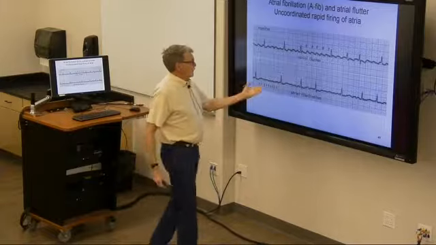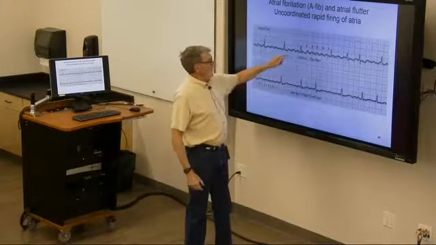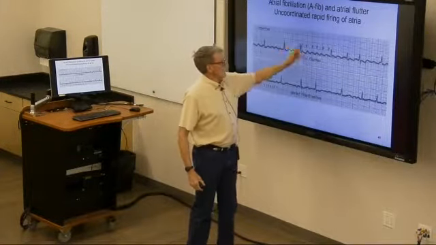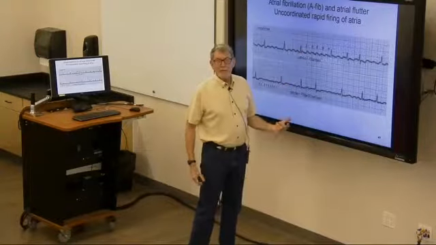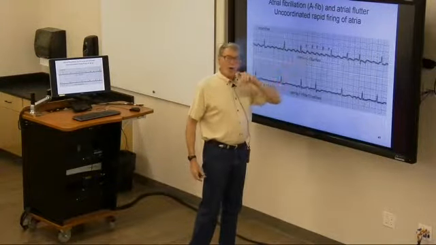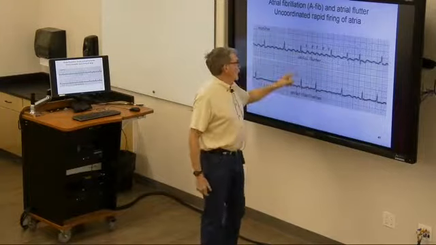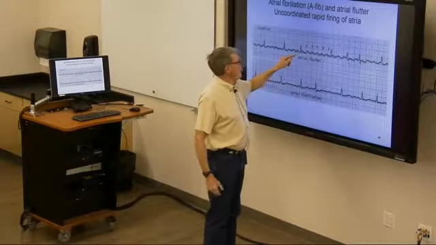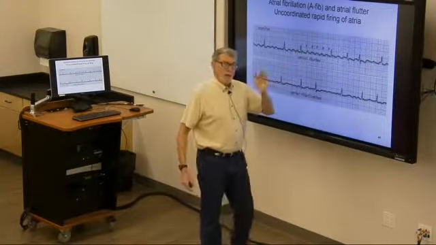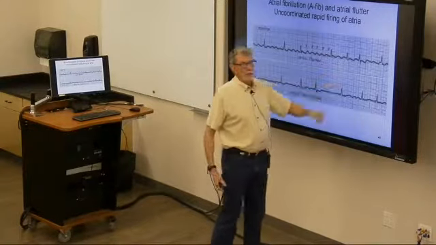Here's atrial fibrillation and atrial flutter. With flutter, you go flutter, flutter, flutter, and every once in a while you get a beat. So the atria are beating, but those beats are not making it downstream. It's just bam, bam, bam, and then finally every once in a while you get a ventricular beat.